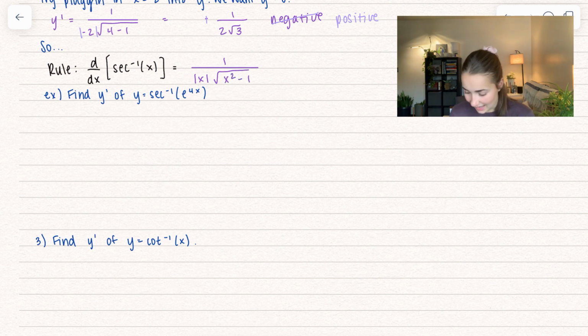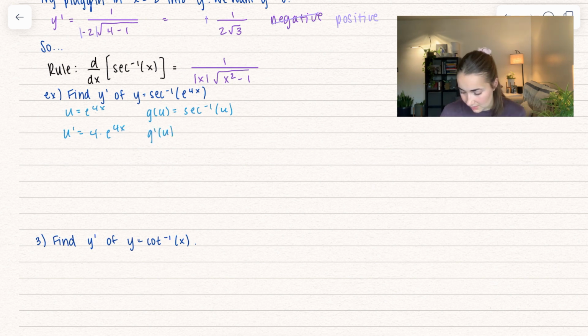So let's see this in action. Here we want to find y prime of inverse secant of e to the 4x. So let's go ahead and apply chain rule. We have our inside u is going to be e to the 4x. And then our outside g of u is going to be inverse secant of u. So let's go ahead and find these derivatives. Here we get u prime is equal to 4 times e to the 4x. I just multiply it by the derivative of the exponent. So the derivative of 4x is just 4.